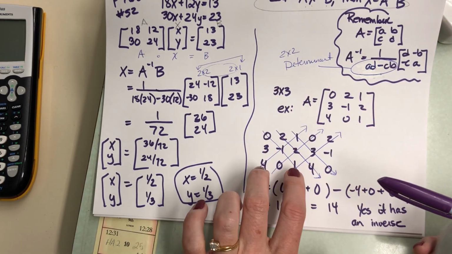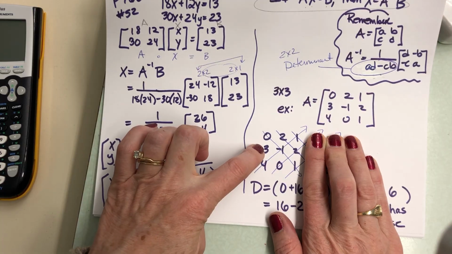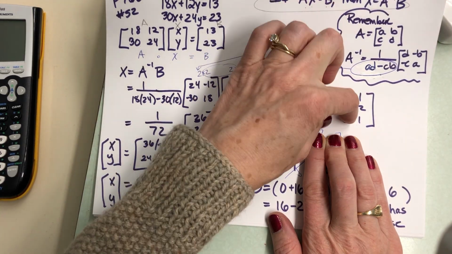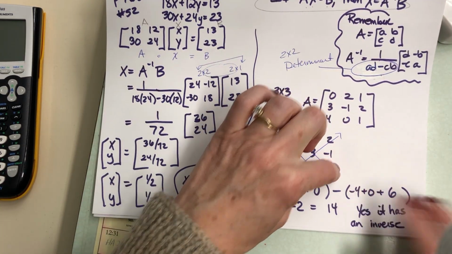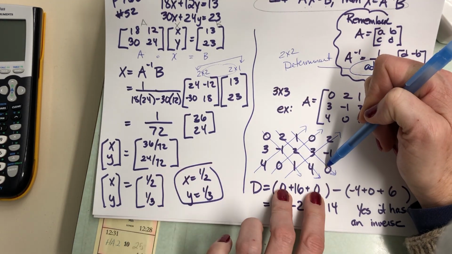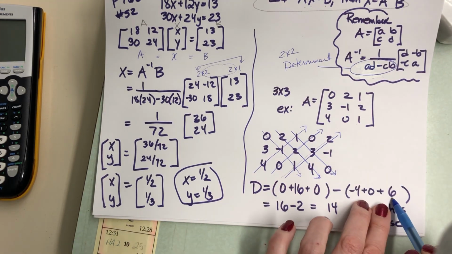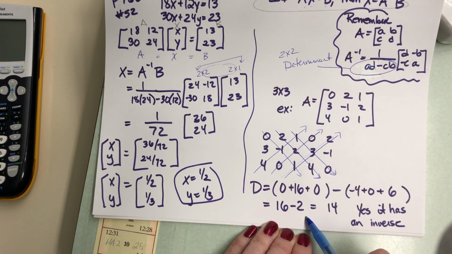Again, I just rewrote the whole matrix right here, and then I rewrote the first two columns alongside. I multiplied down, added them together. I went the other direction here, added them together, and subtracted.